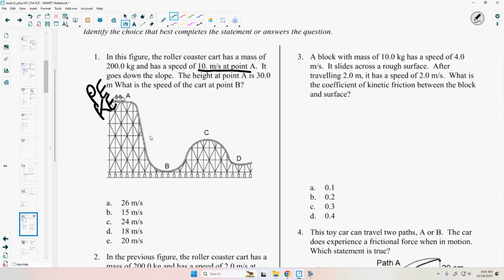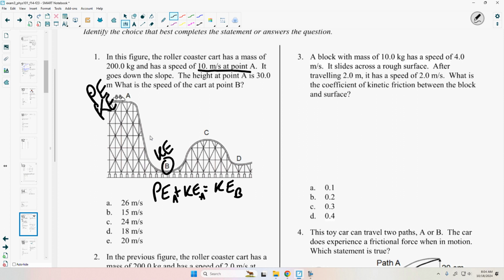It goes down the slope. The height at point A is 30 meters. What is the speed at point B? I know at the bottom here it only has kinetic energy. So I would set those two equal. PE plus KE at A equals KE at point B.